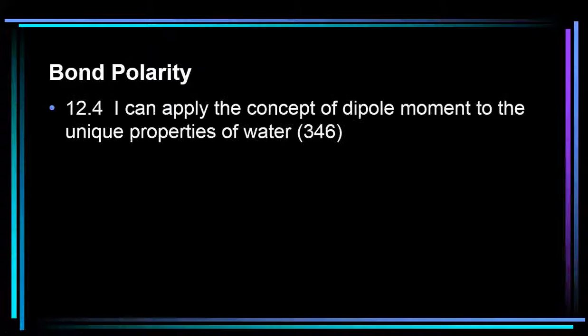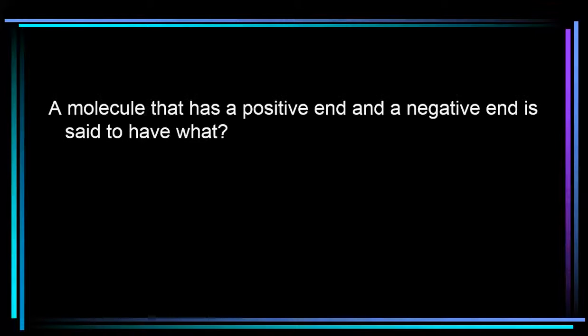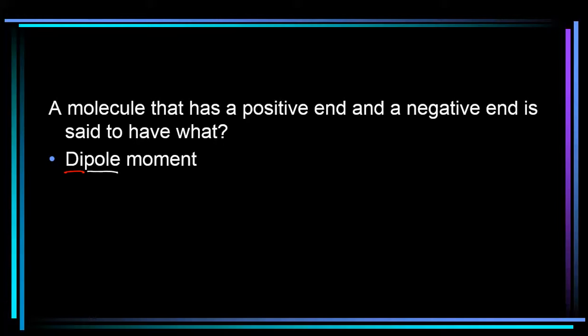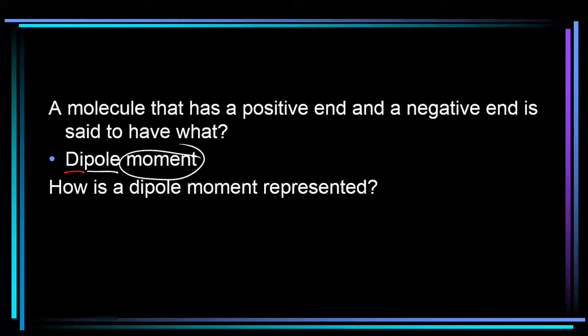All right, so I can apply the concept of dipole moments to the unique properties of water. A molecule that has a positive end and a negative end is said to have what in chemistry? It's said to have a dipole moment. Let's take it apart. Di means two, and pole, sides, two ends, two sides. Moment refers to, simplifying it, at any moment you can see the molecule, it has two sides, it's a dipole moment. Okay? How is a dipole moment represented?